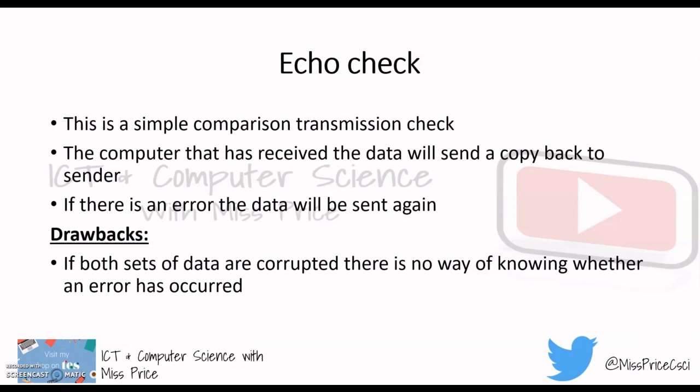Now the drawback is if both sets of data are corrupted, then there's no way of ever knowing whether this error has occurred. And of course, it's a lot of extra data that's transmitted. So, yeah, it's one of the 4 checks. It is there, but I would say it's definitely got its drawbacks, where I think with the check digits so far, that is the most sophisticated way of checking data. It's a very simple mathematical calculation that has a very simple protocol.